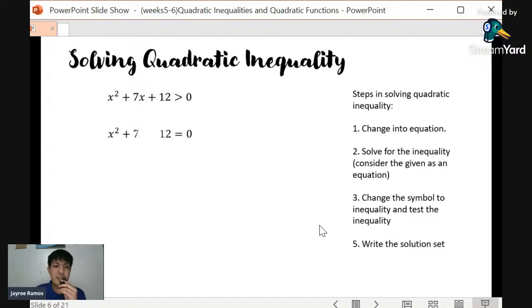Okay, isa-isahin na natin para makuha nyo na agad kung ano yung ibig kong sabihin. So yung number 1, change into equation, ganito po yan. Okay? So binago ko lang yung symbol. Instead of using greater than, binago ko muna siya. For the meantime, ginawa ko siyang equal sign. Kasi kapag naka-equal sign siya, so mas madali natin siyang masasolve or mas madali siyang tingnan. So quadratic equation na siya. Ngayon, so we can already solve. So number 2 na po tayo, solve for the inequality. So let's consider this as an equation. So paano ba tayo magsasolve? So pwede natin itong isolve by factoring.